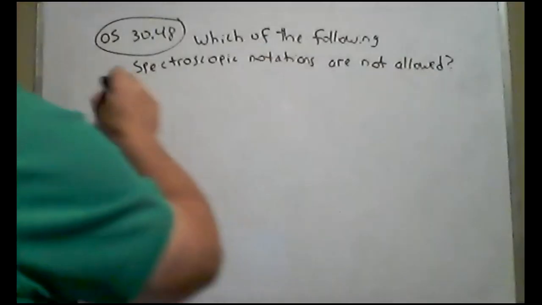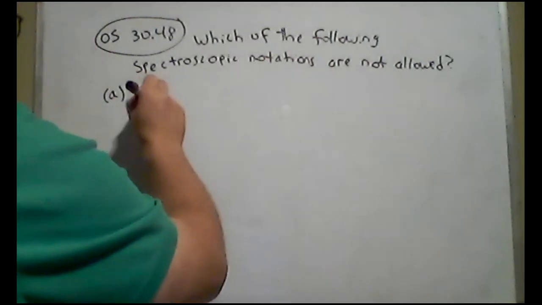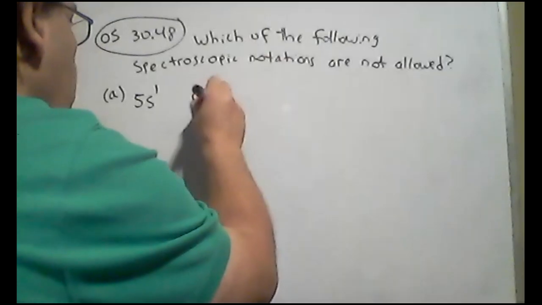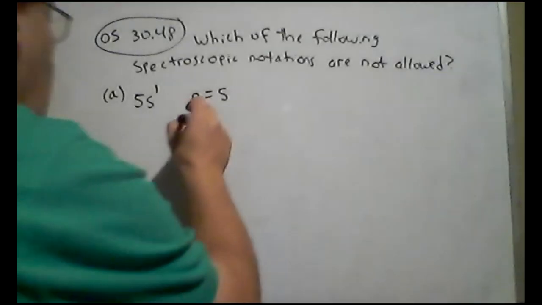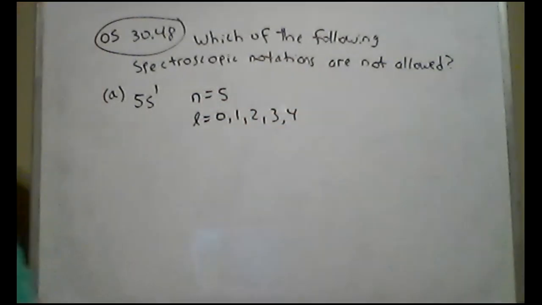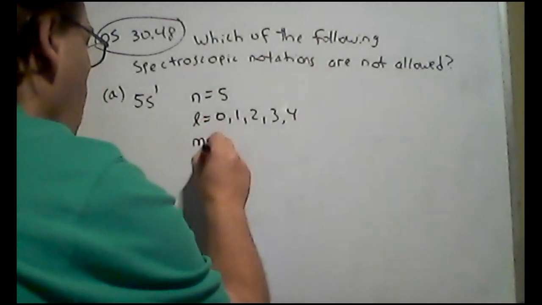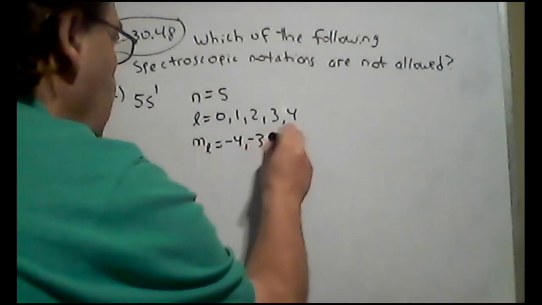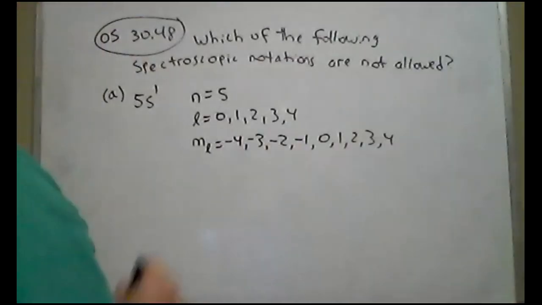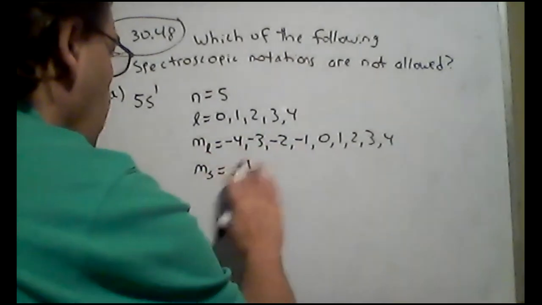All right, so part A, it gives us 5s1. That's the notation. Well, let's see here. n equals 5. L can be 0, 1, 2, 3, or 4. And of course, M sub L can be -4, -3, -2, -1, 0, 1, 2, 3, or 4. And M sub S can be plus 1/2 or minus 1/2.